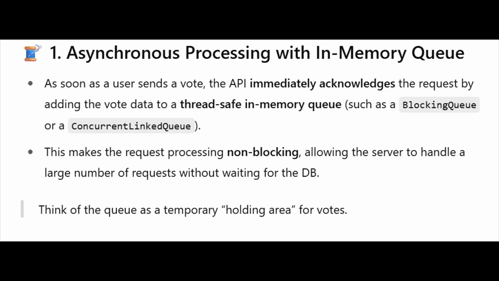1. Asynchronous processing with in-memory queue. As soon as a user sends a vote, the API immediately acknowledges the request by adding the vote data to a thread-safe in-memory queue, such as a blocking queue or a concurrent linked queue. This makes the request processing non-blocking, allowing the server to handle a large number of requests without waiting for the DB. Think of the queue as a temporary holding area for votes.